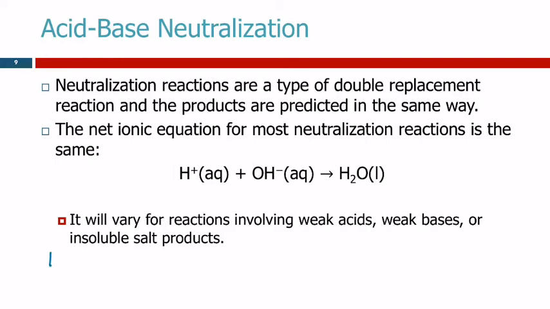So let's look at something like sodium hydroxide plus hydrochloric acid. We've got a strong base, and we've got a strong acid. And we can predict what the products are doing the same thing that we did for the precipitation reaction. Let's look at the two ions that each of these forms and then switch the partners.